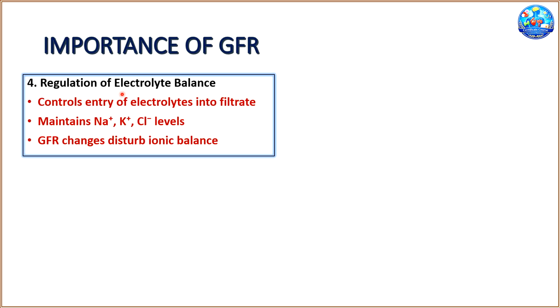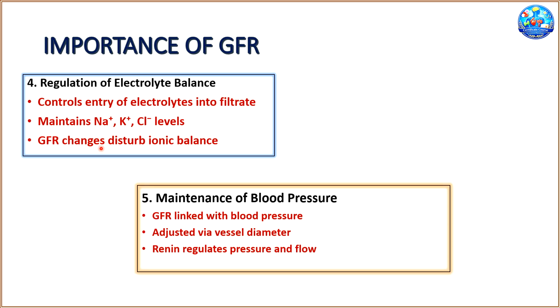Fourth one is regulation of electrolyte balance. The filtration process determines the amount of electrolytes entering the renal tubules. A proper GFR ensures that the ions or the electrolytes such as sodium, potassium, and chloride have their levels maintained at optimum concentrations. Any disturbance in the GFR can disrupt this electrolyte balance, and this in turn affects various physiological functions.